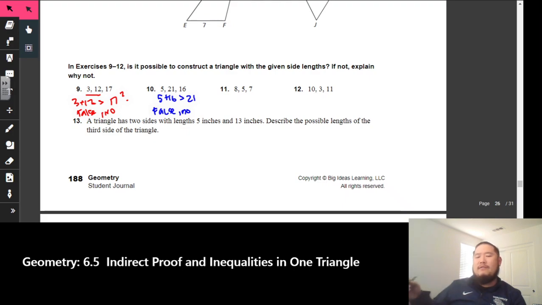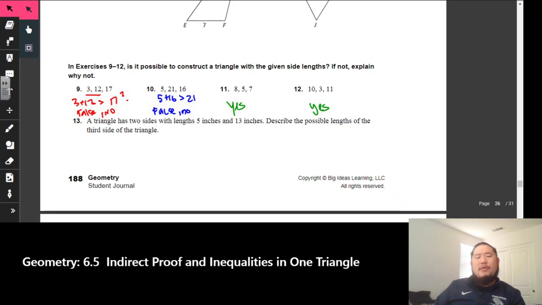We take a look at 11. 8 plus 5 greater than 7. 8 plus 7 greater than 5. 5 plus 7, that's 12, that's greater than 8. So this one would be yes. Right? All sides work. Number 12, 10 plus 3, that's greater than 11. 10 plus 11, that's 21, that's greater than 3. And 3 plus 11, which is 14, that's greater than 10. So all sides work out right here.